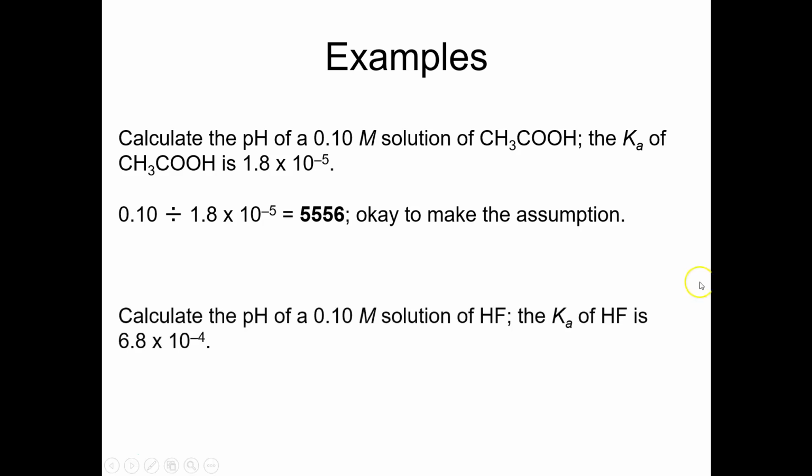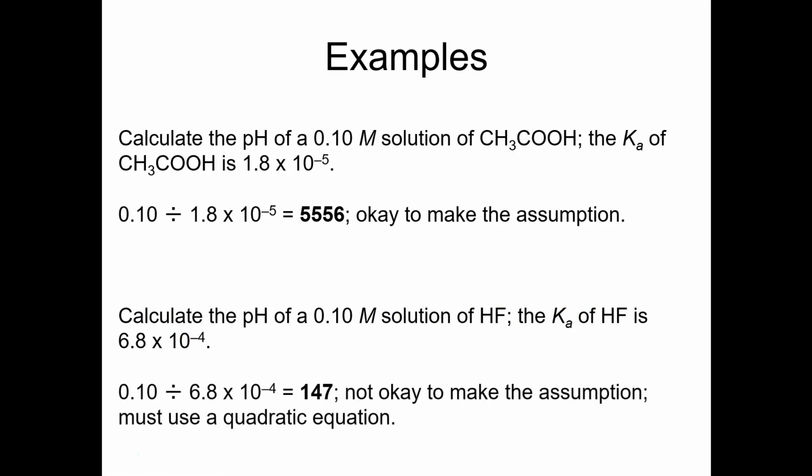What about HF? Same concentration. Calculate the pH of a 0.1 molar solution of HF. The Ka of HF is 6.8 times 10 to the minus 4. Well, if I take that initial concentration, 0.1, and divide it by Ka, I wind up getting 147. That is less than 400. Therefore, it's not okay for me to make the assumption that x is negligible compared to 0.1. And I'm going to have to go through a quadratic equation.